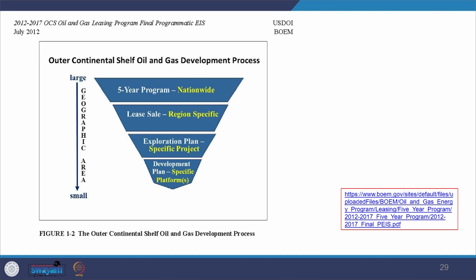And then you see what they're going to look at is a 5-year program nationwide, and within that they would be giving lease sale within the region specific, and they would be doing exploration, project specific, and development plan for the specific platform they would be doing. So all this will be analyzed for its environmental impact. They identified certain major issues for consideration for preparing this program environmental impact statement.